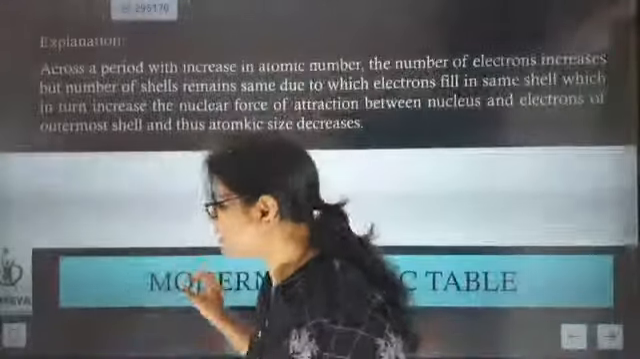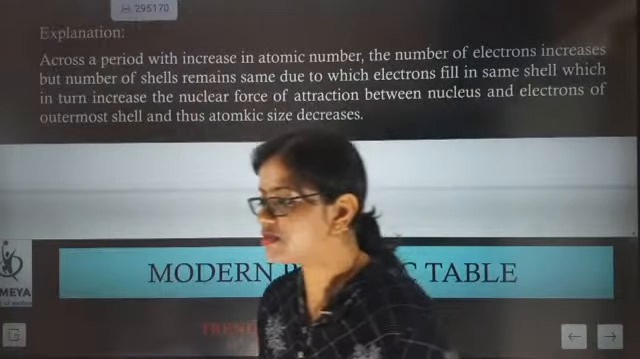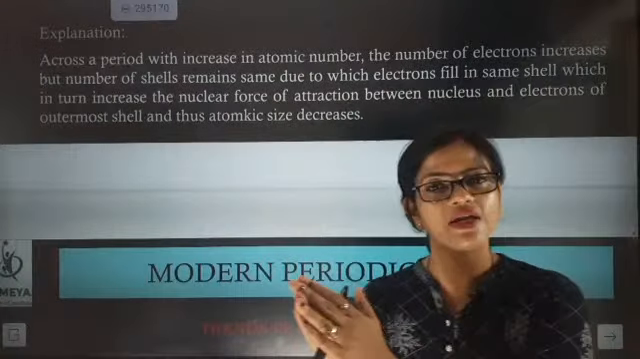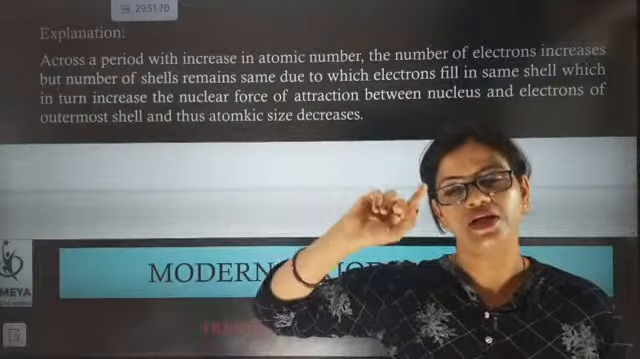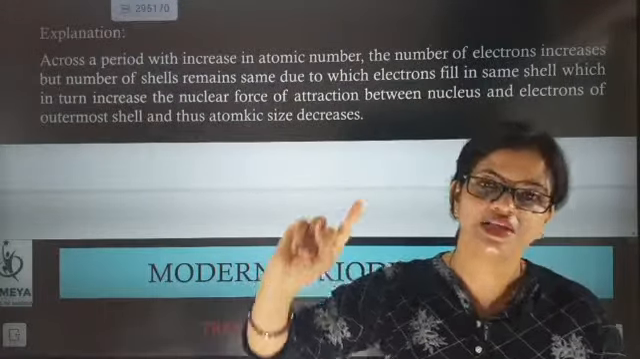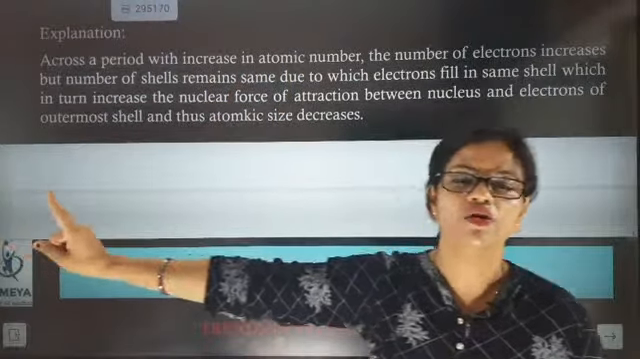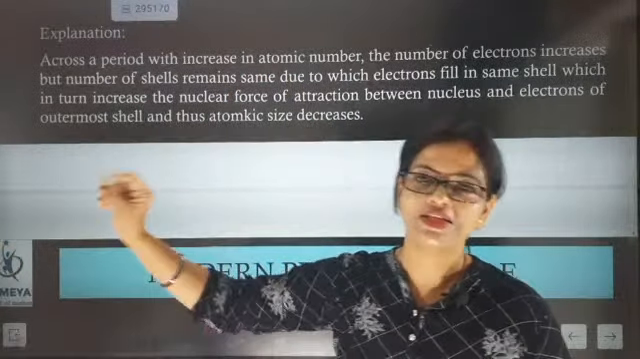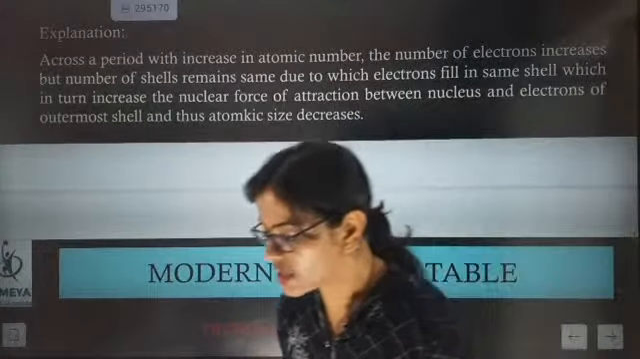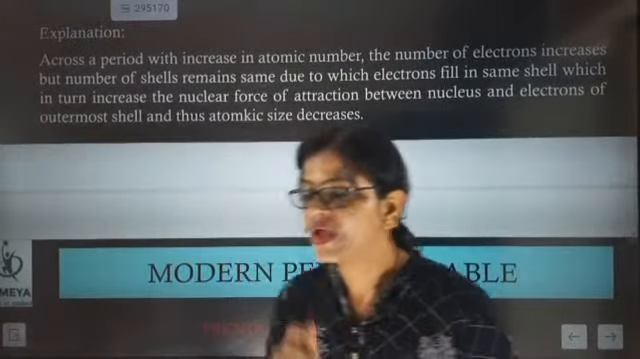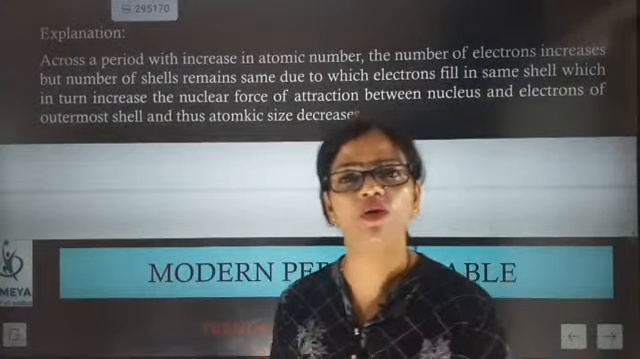In atomic radius, we discussed in the last class that the radius means exactly the distance between the center of the nucleus to the center of the valence electron, and that is called the atomic radius. After that we learned that it is difficult to find the atomic radius.